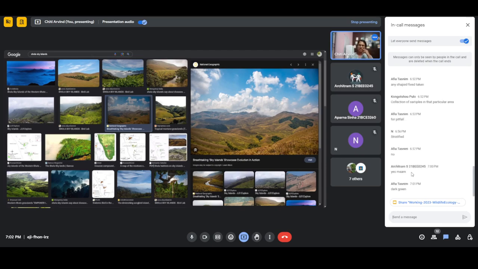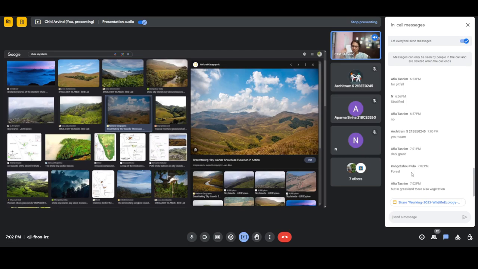Okay, Afia says dark green. What about the others? Forest, okay. So the forests are the dark green patches and the light green patches are grassland. 2 people say forest. What about the others? I'm going to wait for a couple more replies. Nobody? But in grassland also, correct. There is vegetation in both grassland and forest.